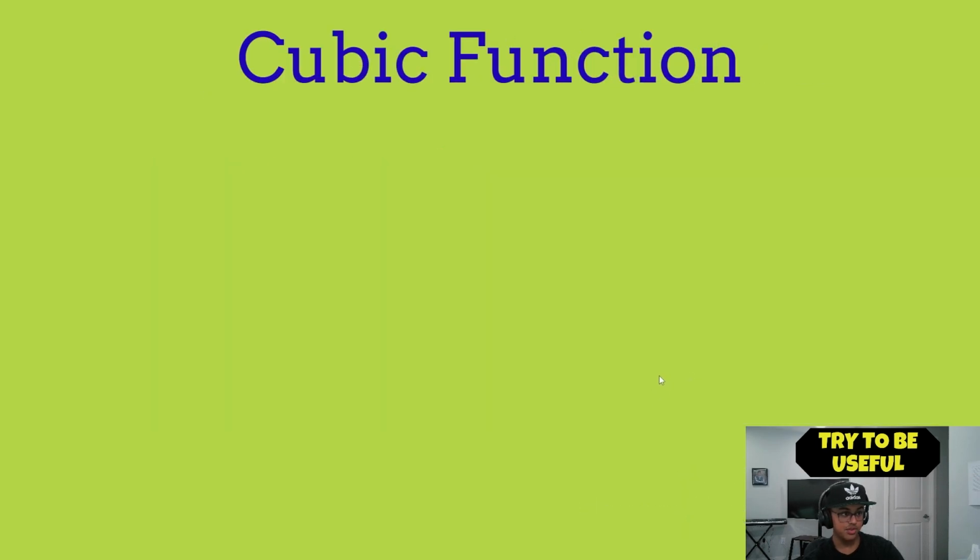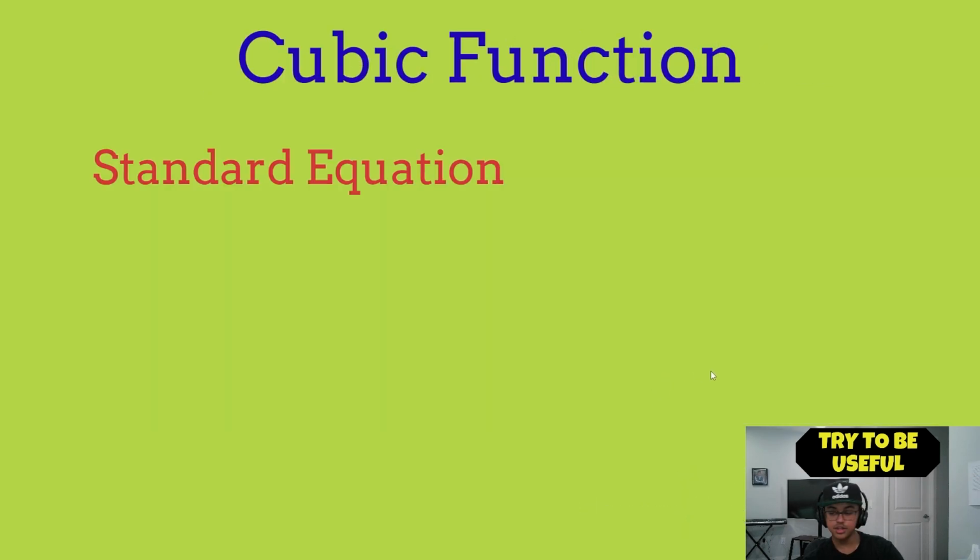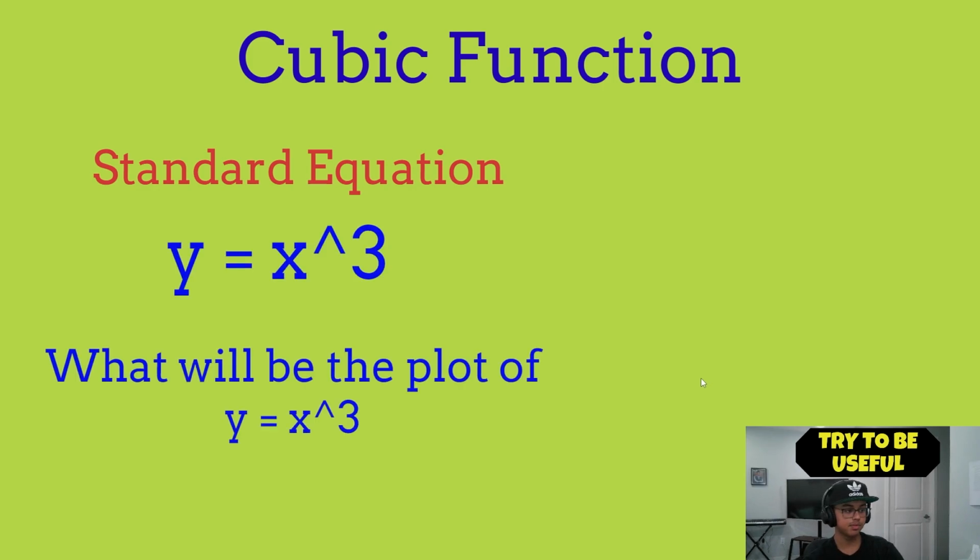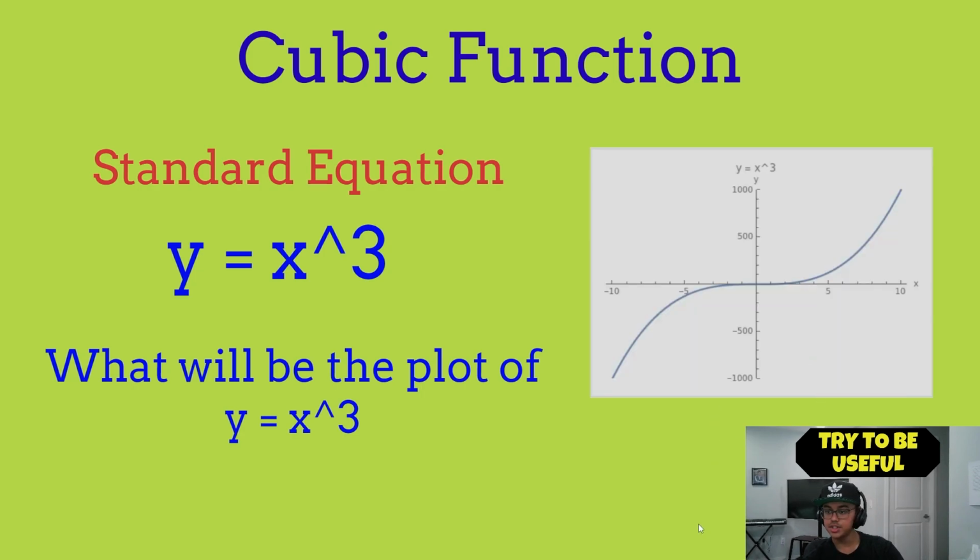The next function we have is a cubic function, and the standard equation for this would be y is equal to x cubed. And what do you think the plot for this one would look like? And this is how the plot for this one looks like. So there's the negative side and there's the positive side, because you can have a negative number, so that means we can have a negative side, and you can also have a positive number, so that's why you also have a positive side. And as you can see based off this graph, the cubic function has an exponential growth.